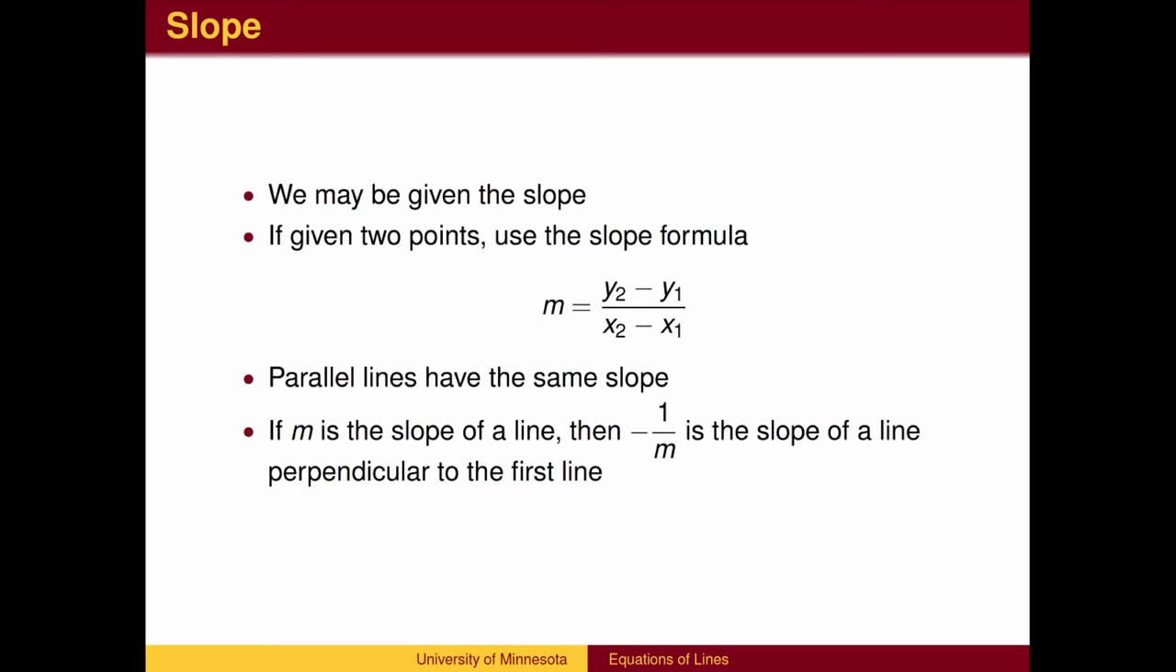In some problems, we may be told the slope directly. We may be given two points on the line. We can then use the slope formula to find the slope. We may be told that a line is parallel to a given line. Parallel lines have the same slope. We may be told that a line is perpendicular to a given line. The slope of a line is the negative reciprocal of the slope of the perpendicular line.